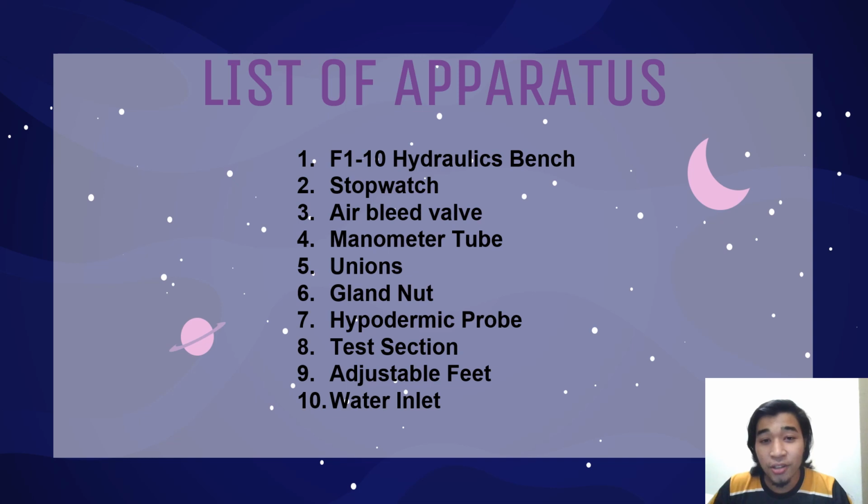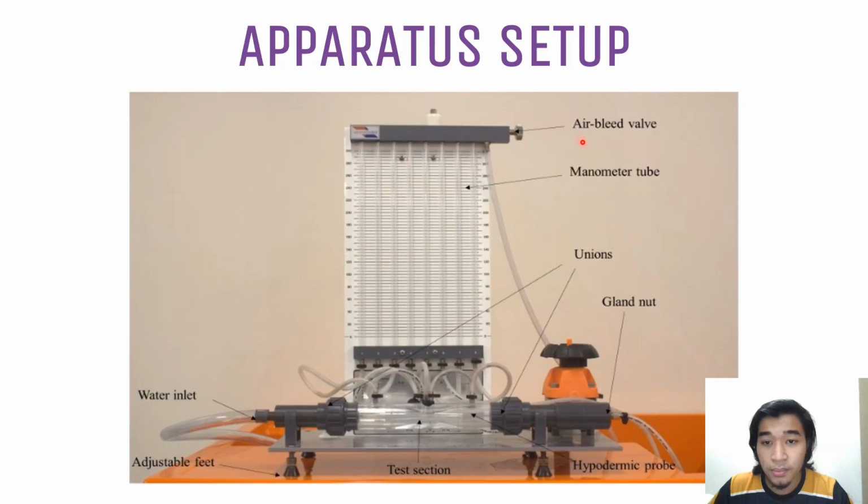So this is the list of the apparatus needed in this experiment. The first apparatus that we need is the F1-10 hydraulic bench. The second one is a stopwatch. The third one is an air bleed valve. The fourth one is the manometer tube. And then we need unions, gland nut, hypodermic probe, test section, adjustable feet, and water inlet.